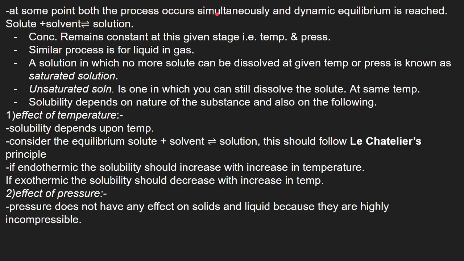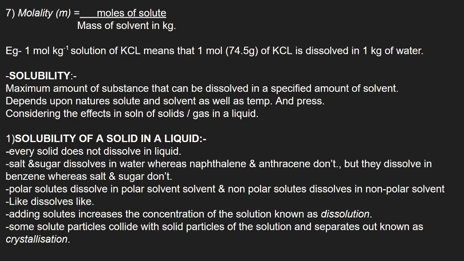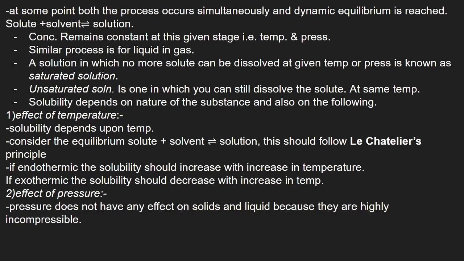At some point, both processes occur simultaneously and dynamic equilibrium is reached. What do the processes mean? The process of dissolution as well as the process of crystallization. What did we study about dissolution? The solutes increase the concentration of the solution. So dissolution means if you keep on adding solute, and the solutes moving out is crystallization. When these processes occur simultaneously, together, an equilibrium point is reached. Equilibrium is an equal state. Okay, so that's known as dynamic equilibrium.